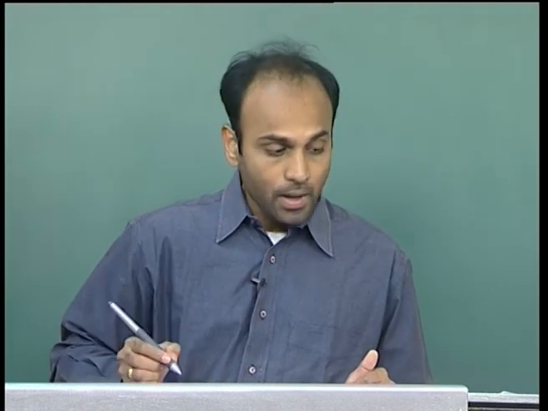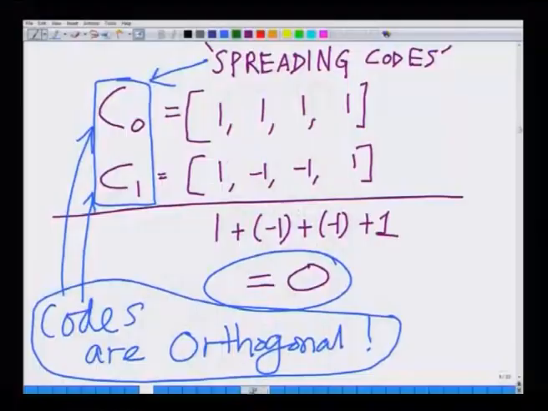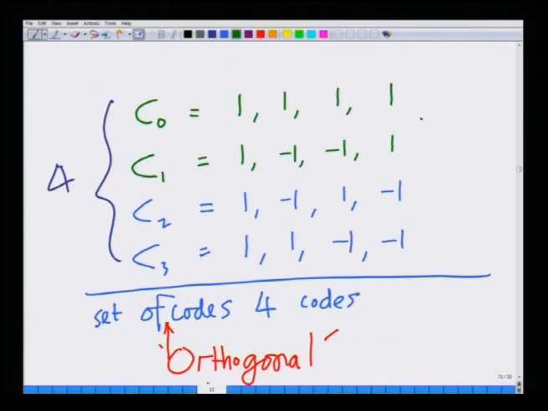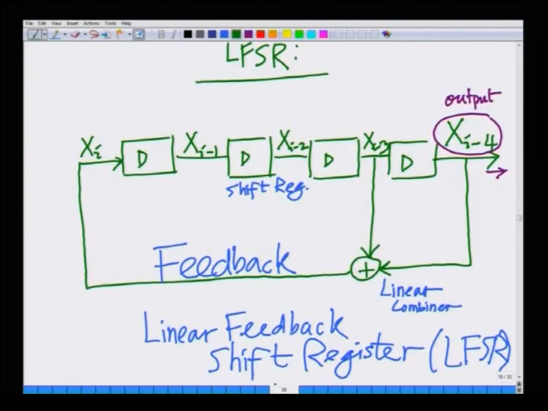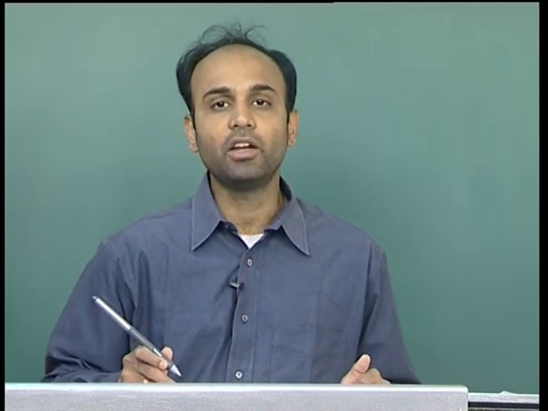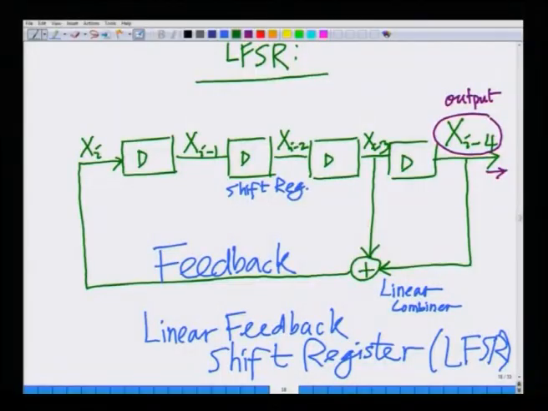Last class we also saw that these sets of orthogonal codes, for instance C0, C1, C2, C3, look like random sequences of plus and minus ones, and we said such long random sequences can be generated using what are known as linear feedback shift registers, or LFSR. A linear feedback shift register architecture consists of a set of registers.